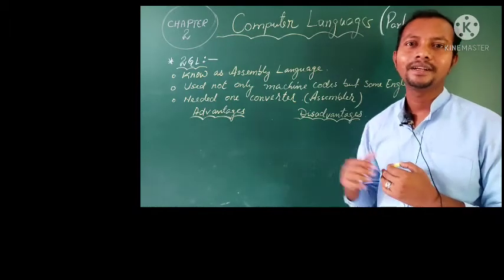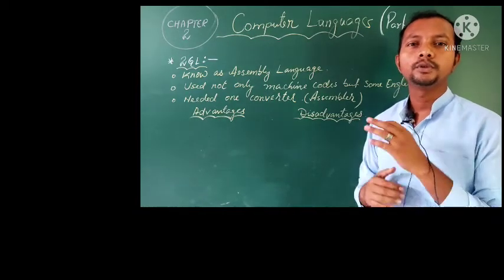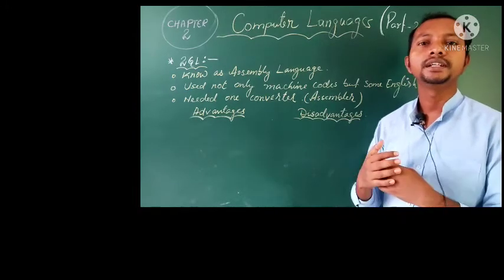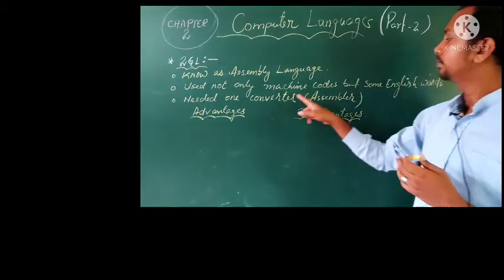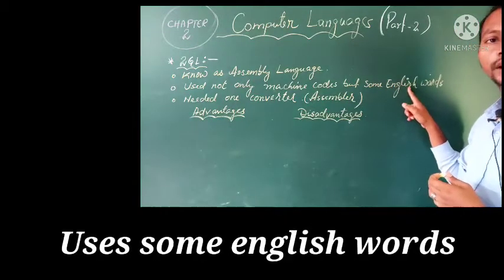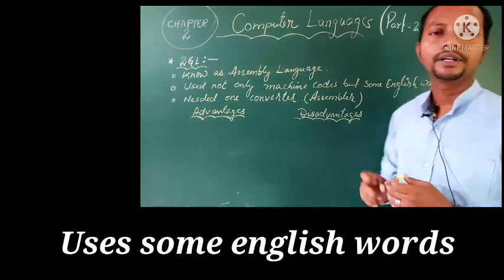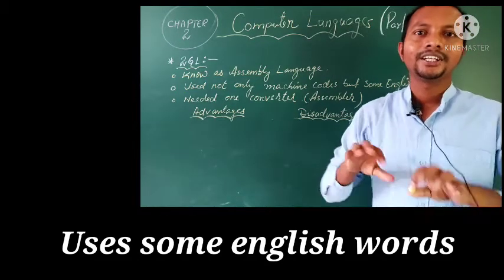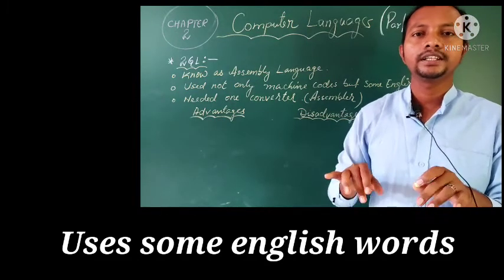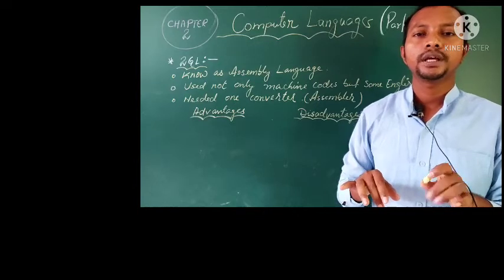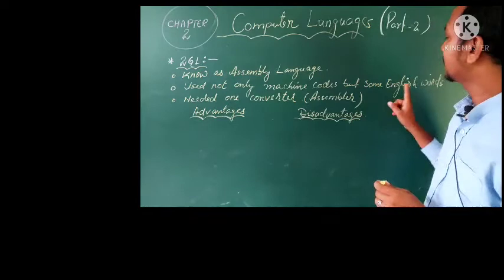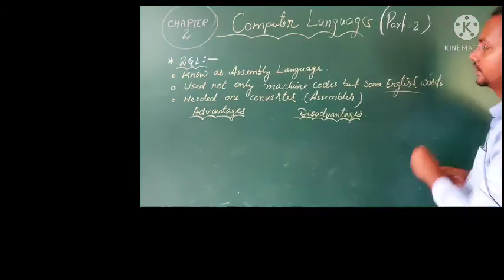Now in the second generation, people worked on it so that we can use the computer easily. So they started making the computer understand a few English words also. When the computer is taking instructions in English, it is very easy. Wow, I know English, so I can type in English. But if we are told to type only zeros and ones, it will be very complicated. So it started using some English words.